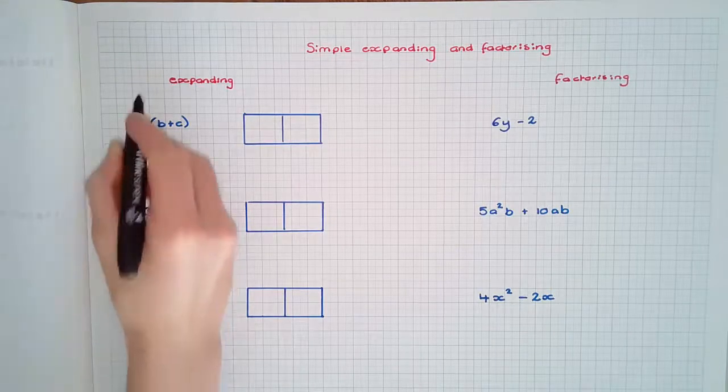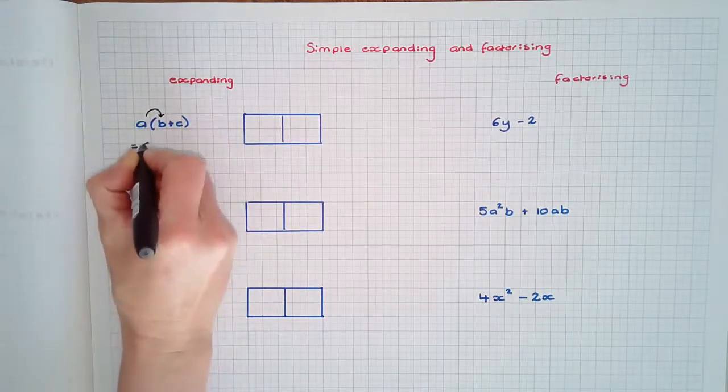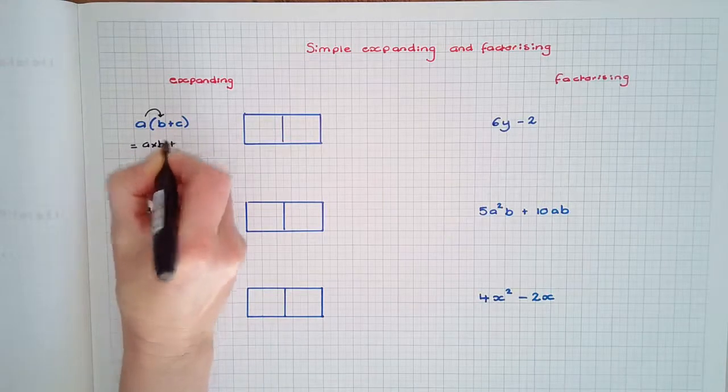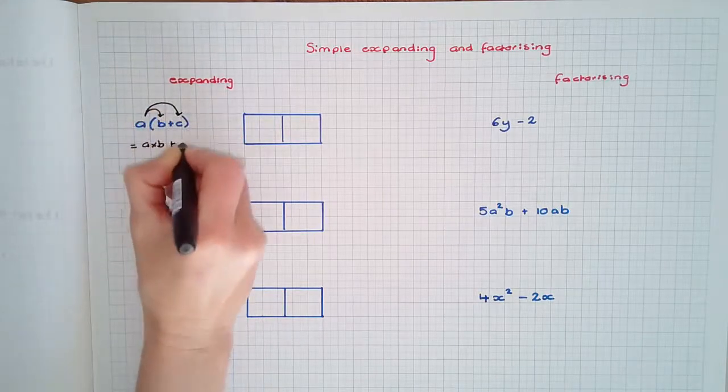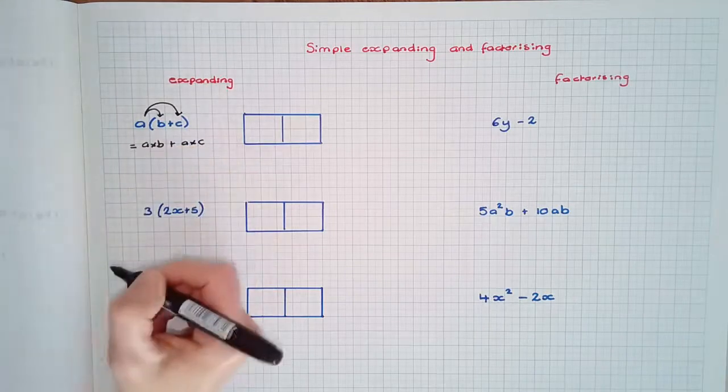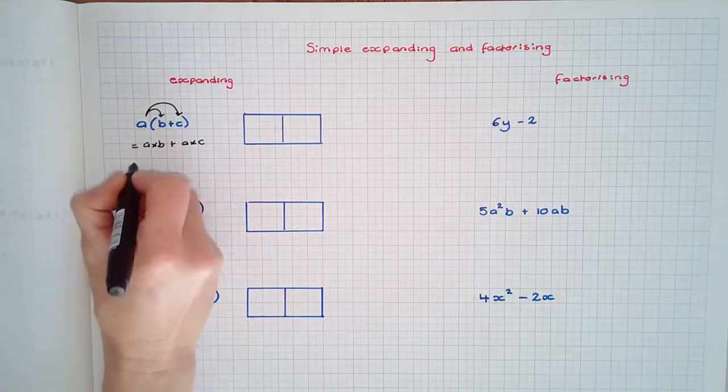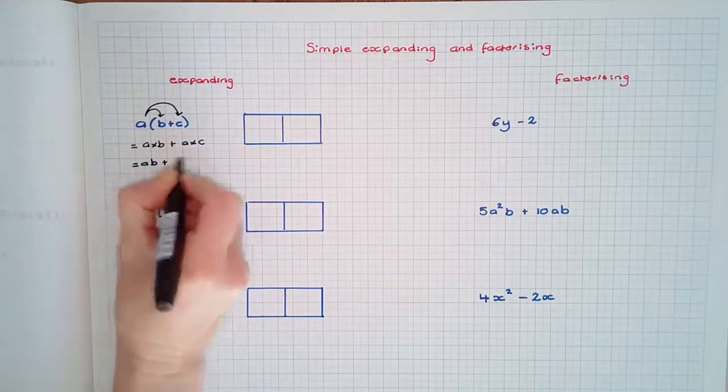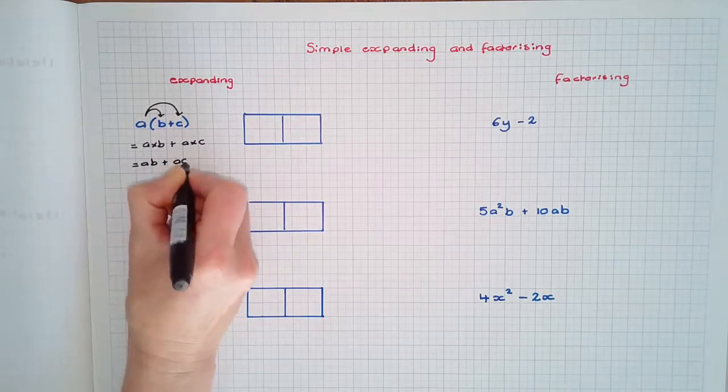Therefore, we have A times B plus A times C. Simplifying this, A times B, we have AB, plus A times C, AC.